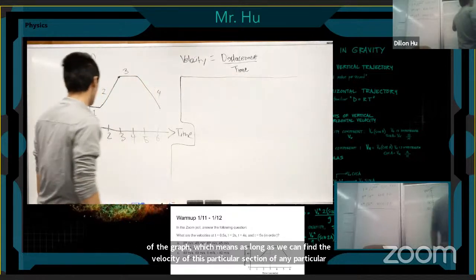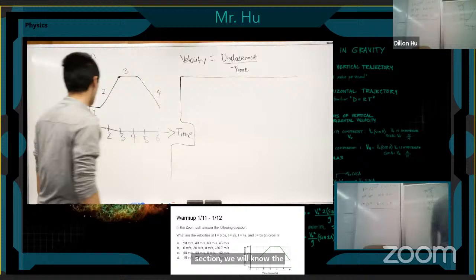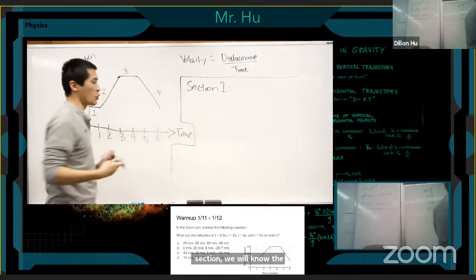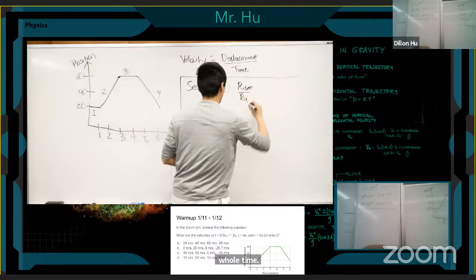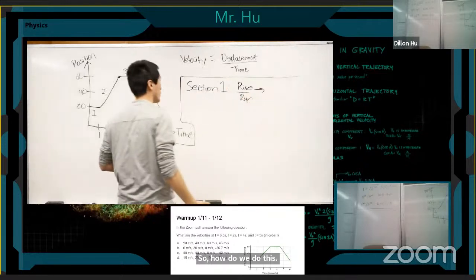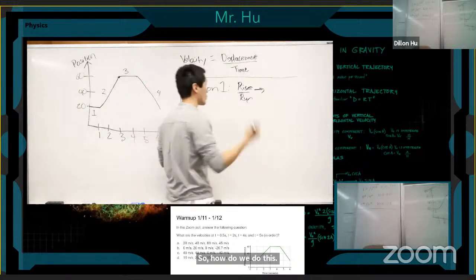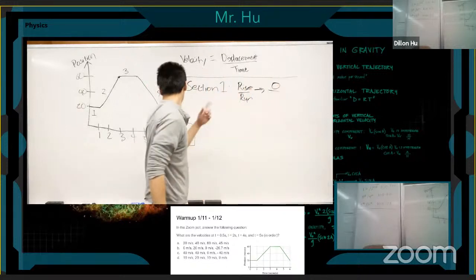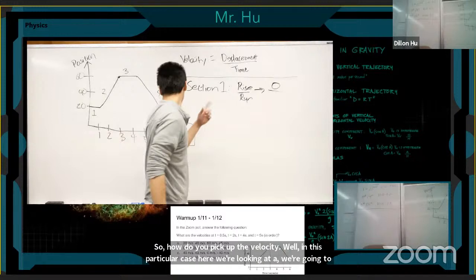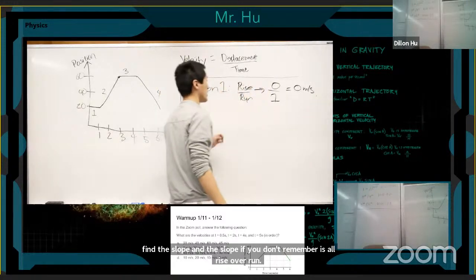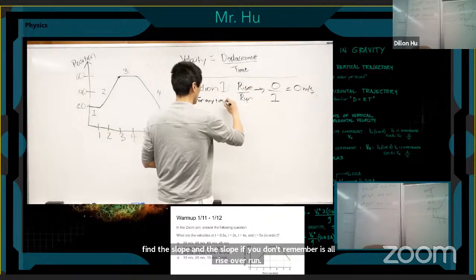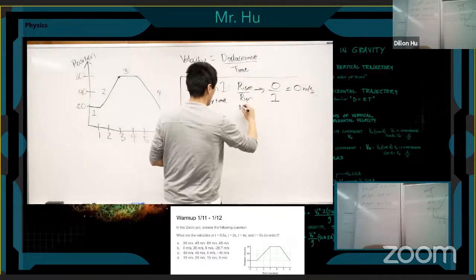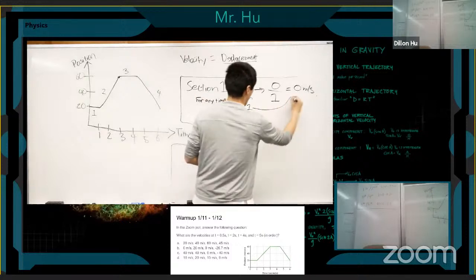So first off, let's figure out the velocity of section 1. So how do we figure out the velocity? Well, in this particular case, we're going to find the slope. And the slope, if you don't remember, is our rise over run. So it's how far do we go up? How much is our position change? How much is our time change? Well, in this case, our position does not change at all. And the amount of time it takes is 1 second. So 0 over 1. So our velocity for this section is 0 meters per second, which means that for any time that is between 0 and 1, our velocity is just going to be 0.